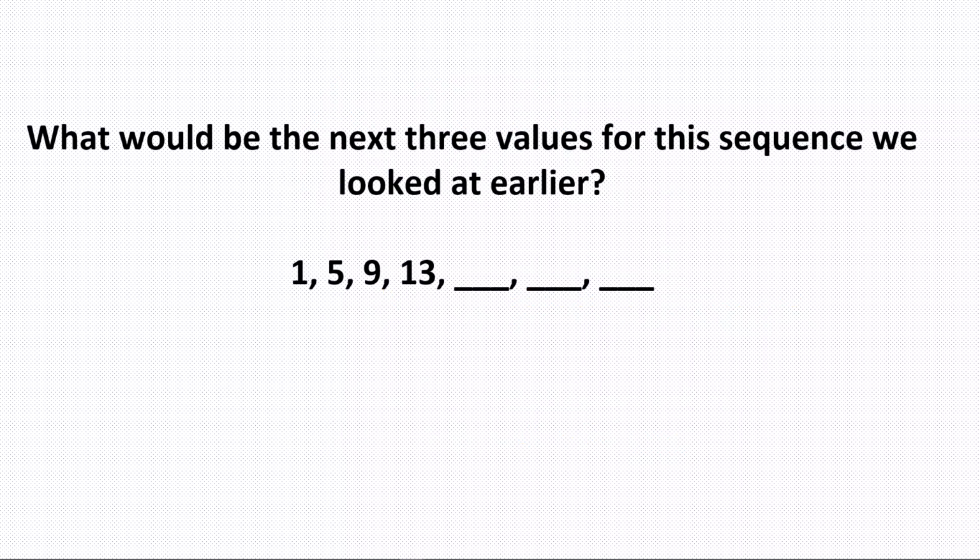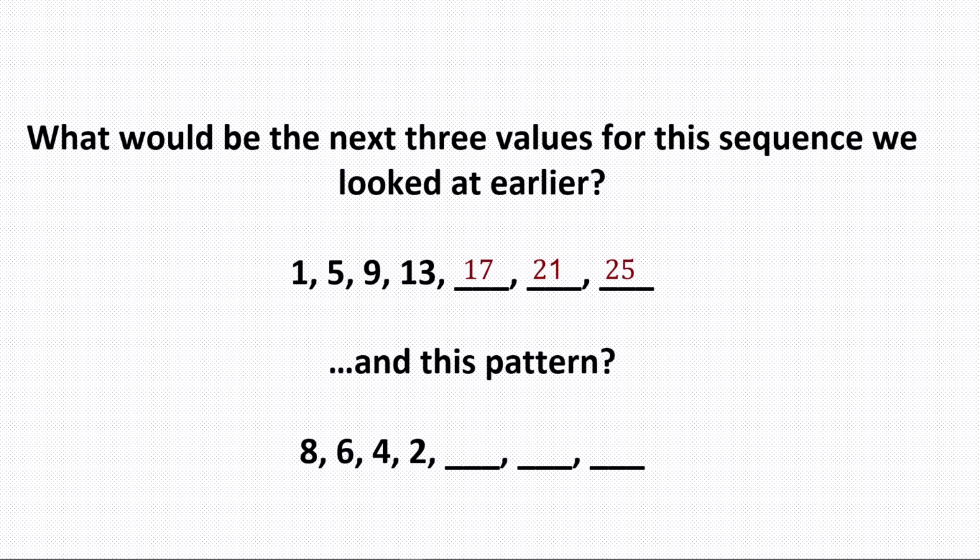What would be the next three values for this sequence we looked at earlier? If you thought 17, 21, and 25, you are correct. And this pattern? Continuing the sequence, you get 0, -2, and -4.